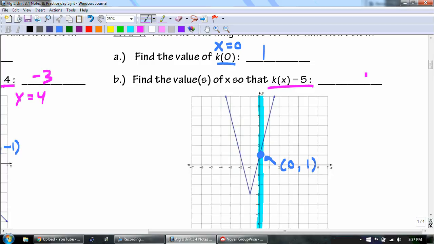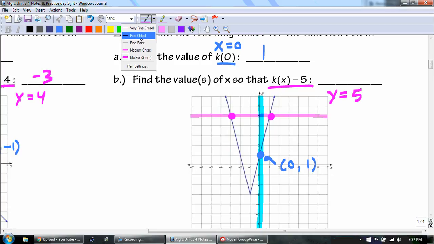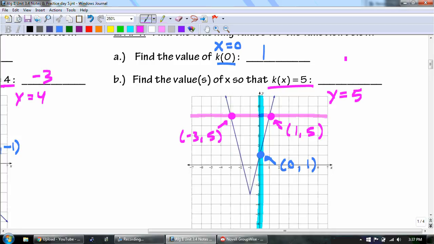Okay, k of x equals 5, that's when y equals 5. So I'm going to draw my horizontal line at y equals 5. I have my 2 points right there, and those are the points -3, 5 and 1, 5. So my answer would be -3 and 1.